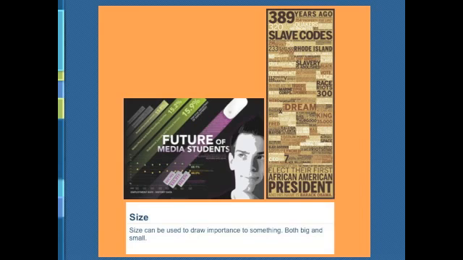Okay, so what we have here, there's a number of different elements. And the first is that the numbers are very big. We've also got the faces being very big, and the text in the center that's very big.